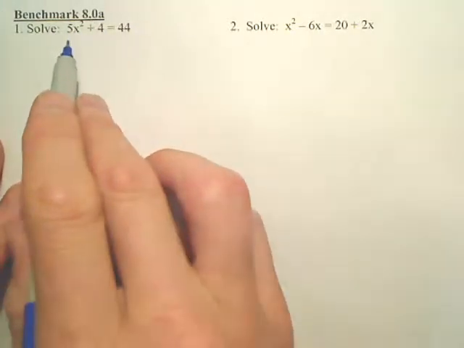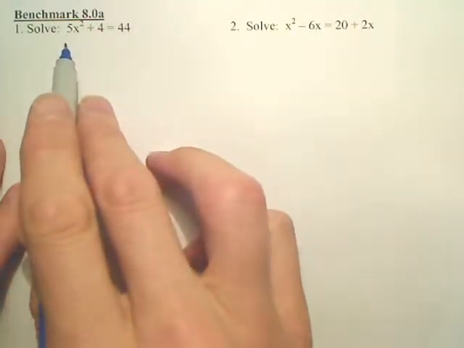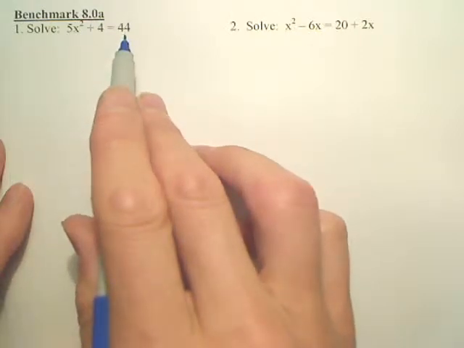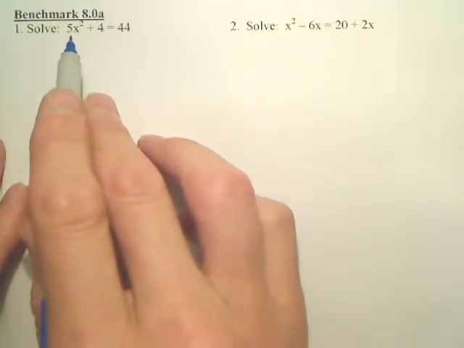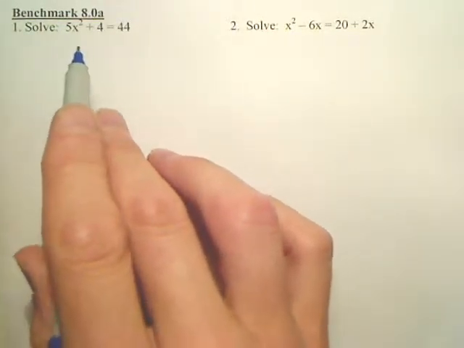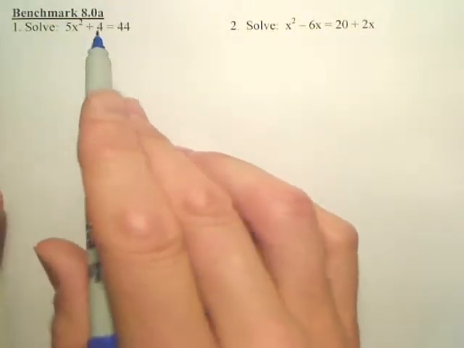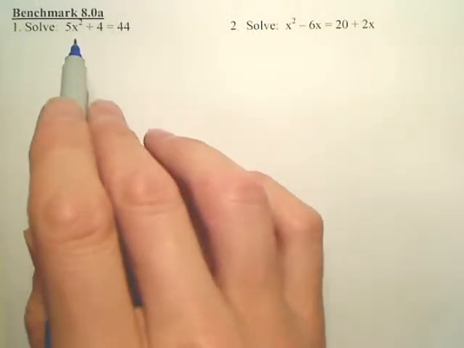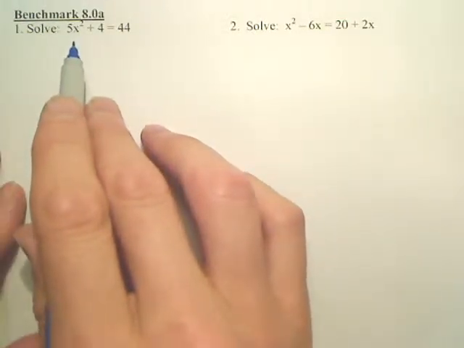Benchmark 8A, we're going to solve this, and you should notice by looking at it that you're going to be square rooting both sides. Again, because if there's an x squared and no x's, you're going to get the x squared by itself and then square root both sides. So, like I said, you want to get the x squared by itself.